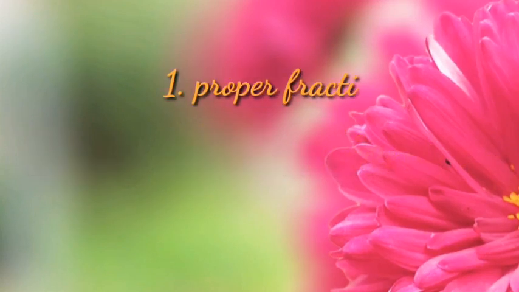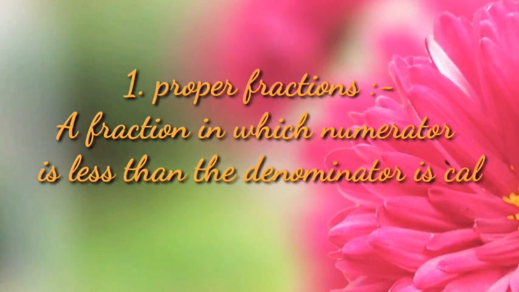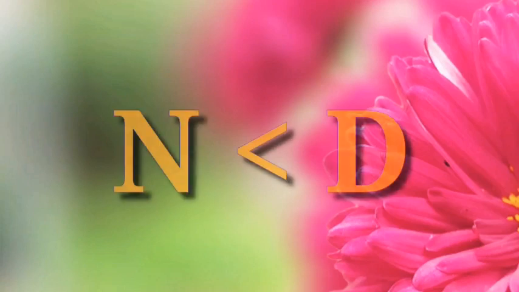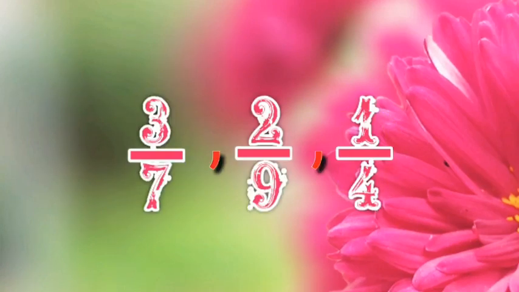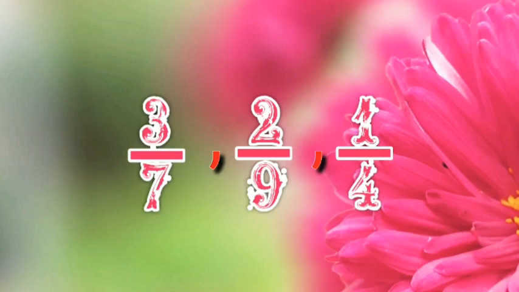As the first type, that is proper fractions. A fraction in which the numerator is less than the denominator is called a proper fraction. Means n will be less than d. For example, 3 by 7, 2 by 9 and 1 by 4. So students, here 3 is the numerator which is less than 7, and 7 is the denominator. This means this is a proper fraction in which the numerator is less than the denominator.